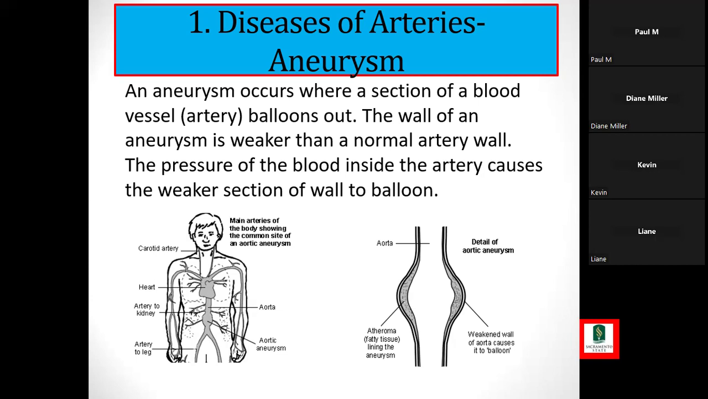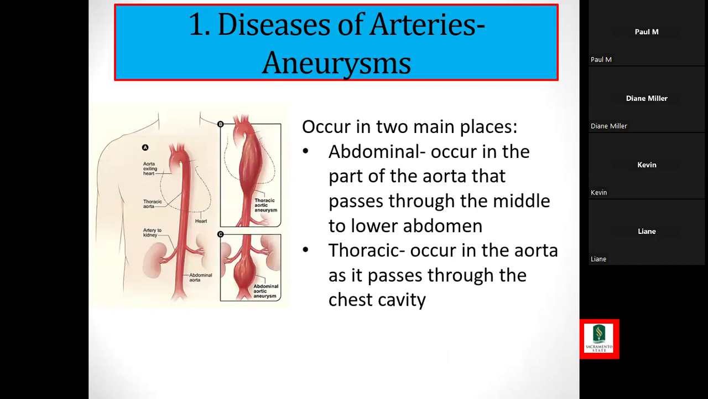The most common place that people get aneurysms is abdominal aortic aneurysms. Those are very dangerous. You can also get them in your iliac arteries. Those are less dangerous, but still you want to get help right away for those. So they occur in the two main places, in the abdomen or in the thoracic area.